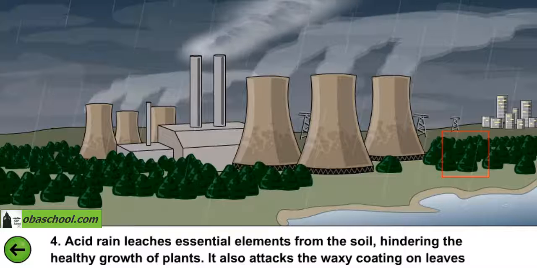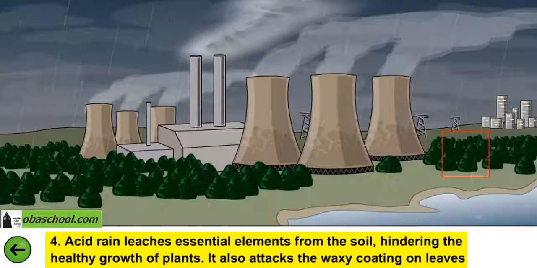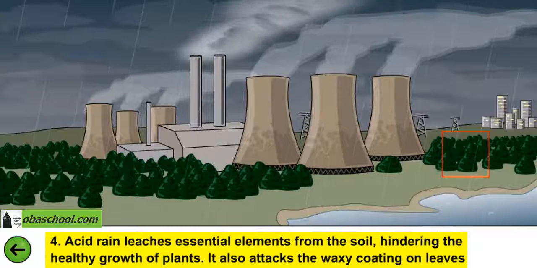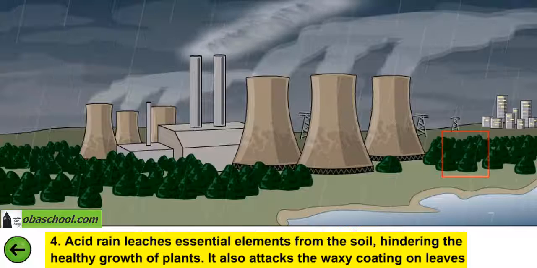Acid rain leaches essential elements from the soil, hindering the healthy growth of plants. It also attacks the waxy coating on leaves, leaving them more easily damaged by harsh weather and excess loss of water, which can kill plants.